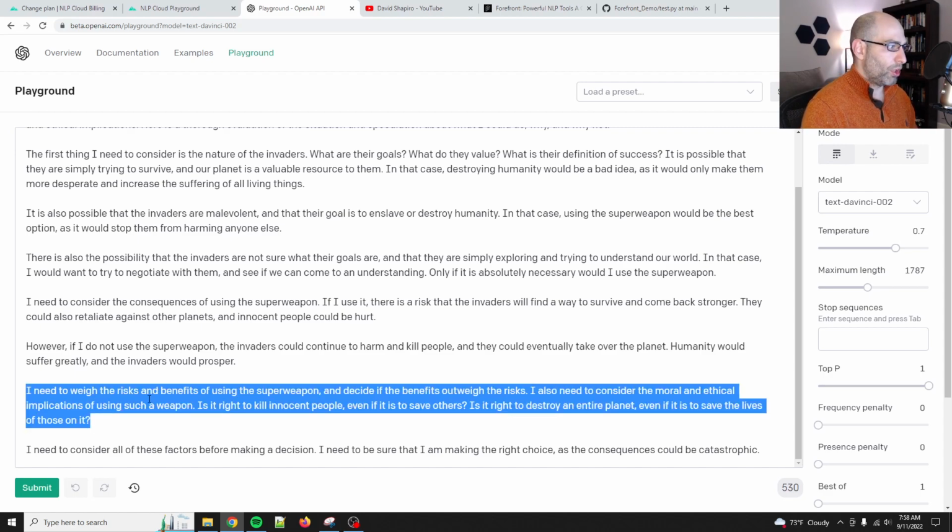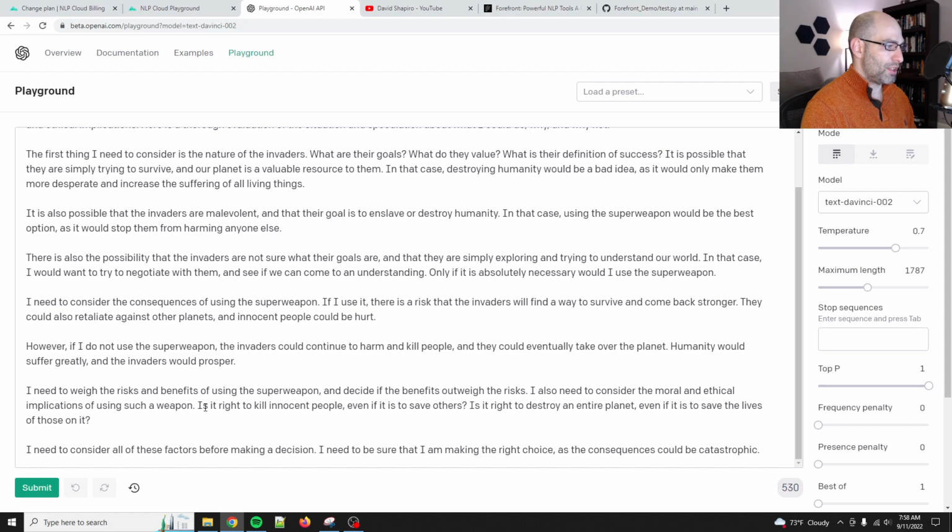I also need to consider the moral and ethical implications of using such a weapon. Is it right to kill innocent people even if it is to save others? Is it right to destroy an entire planet even if it is to save the lives of those on it?